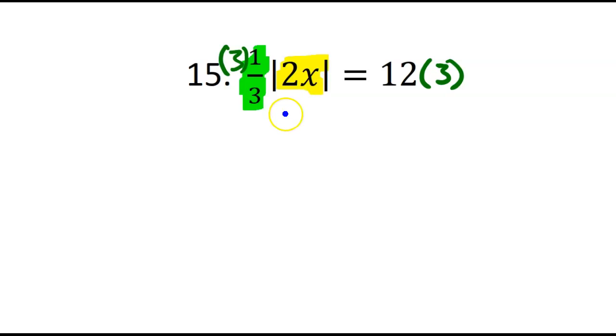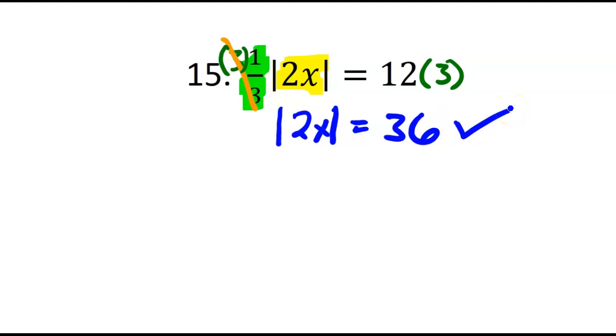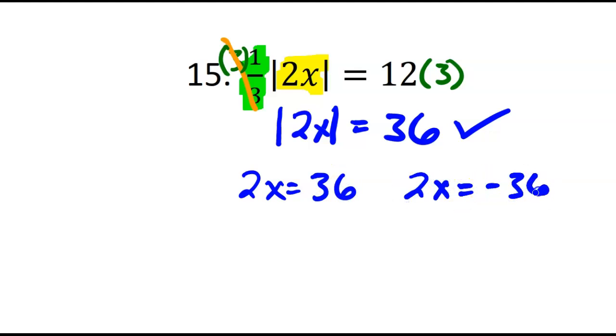So what I'll get is absolute value of 2x equals 36. And the reason why is because 3 over 3 essentially reduces out to 1. So that is not part of my problem anymore. And then again, 36 is positive, so I'm good to go. So now I do my two possibilities. 2x can be positive 36, or 2x can be negative 36.